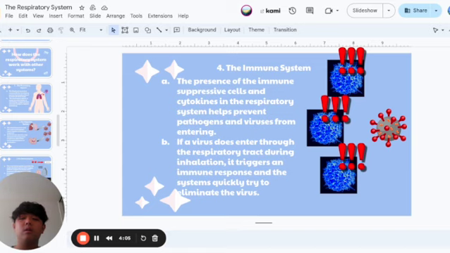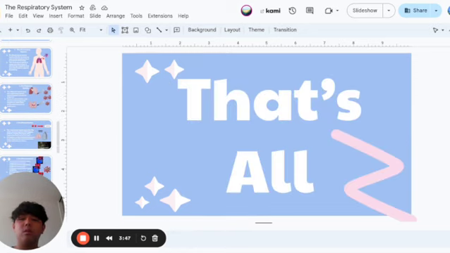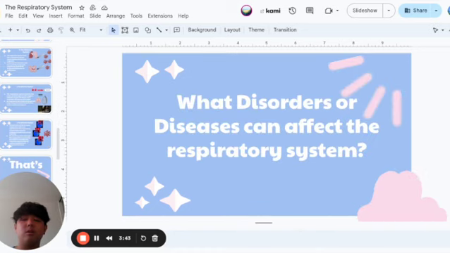The immune system. If a virus or pathogen is detected, the immune system and the lungs work in immune response, and they immediately detect the virus and destroy it, thus making you not as sick as you would be without the immune system and the respiratory system working together. That's all for the systems that work with the respiratory system. Now we're moving on to what disorders or diseases can affect the respiratory system.